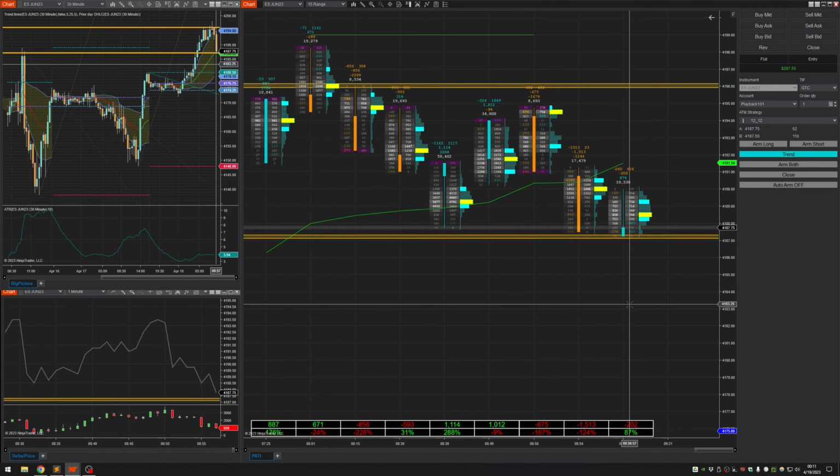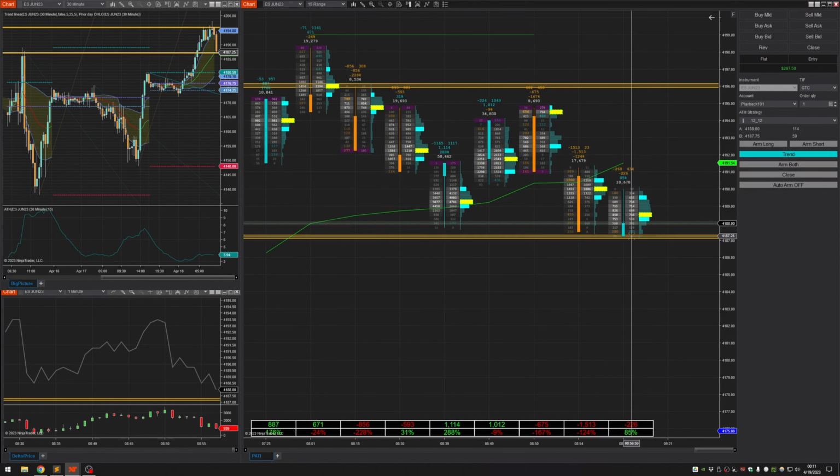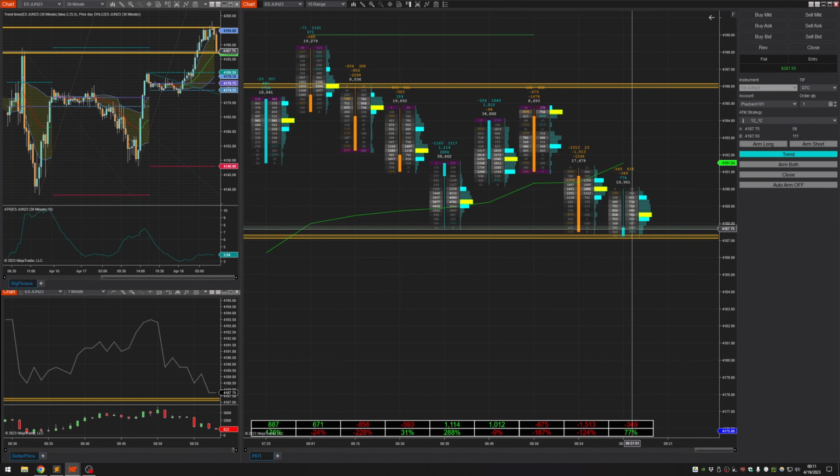Target filled. Okay. So, man, right when it hit that zone, it popped right back off of it. I'm not sure if this is going to pass this zone.